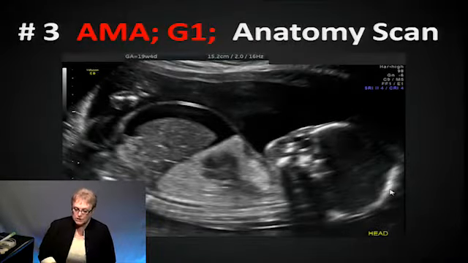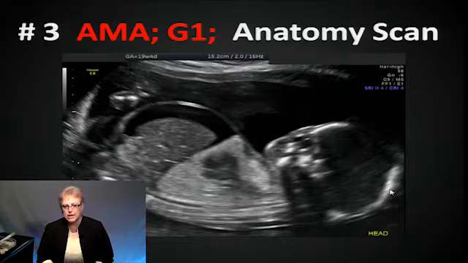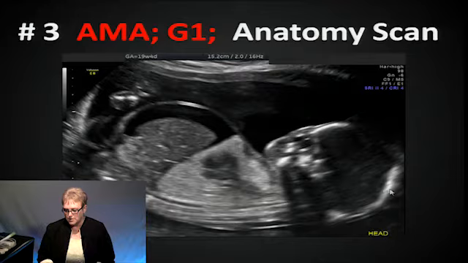Our third patient was AMA, so advanced maternal age, first pregnancy, and sent for an anatomy study. This is a sagittal view of the baby, looking at the top of the head to the back of the head, following the spine down to the area of the pelvis and the anterior abdominal wall. So you can see this is only 19 weeks, 4 days. So we see this extra fluid in here, so there's fetal ascites.